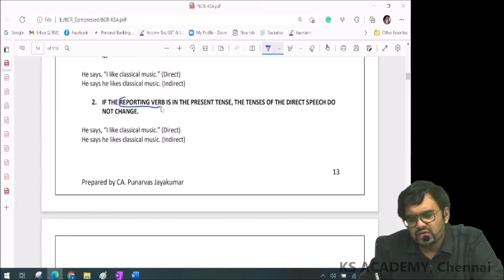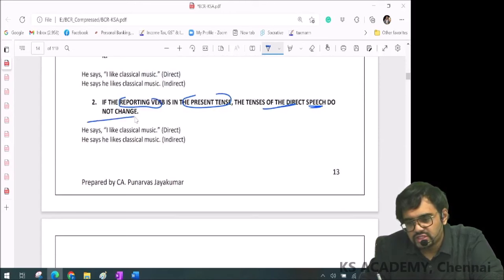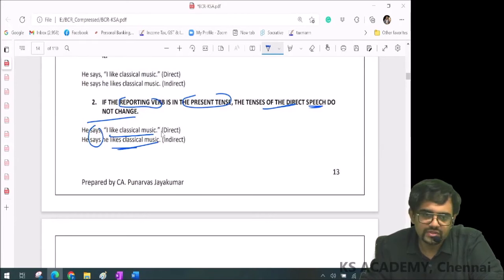If the reporting verb is in the present tense, tenses of the direct speech do not change. He says, I like classical music. How will I write it? He says he likes classical music.